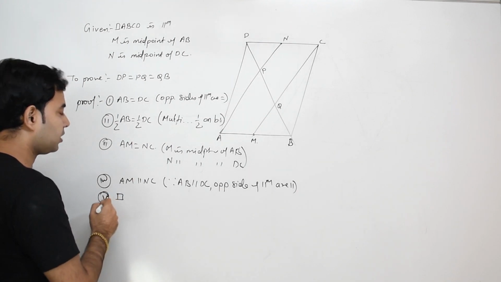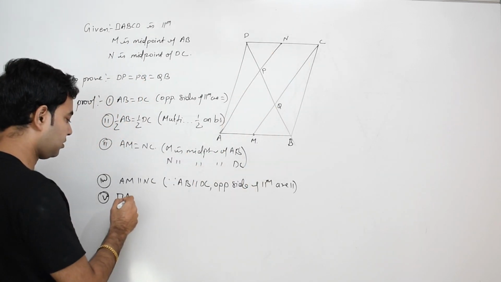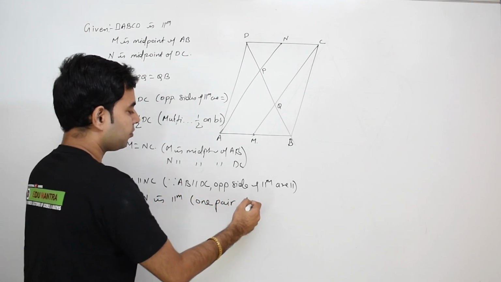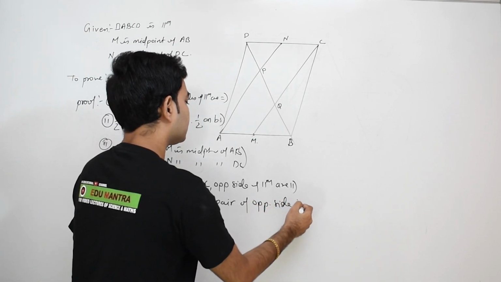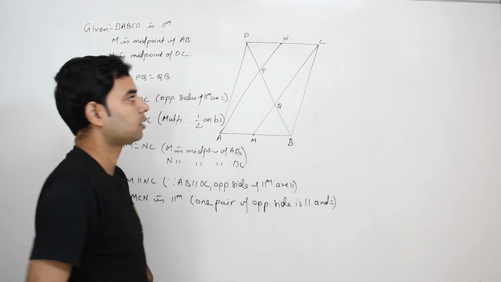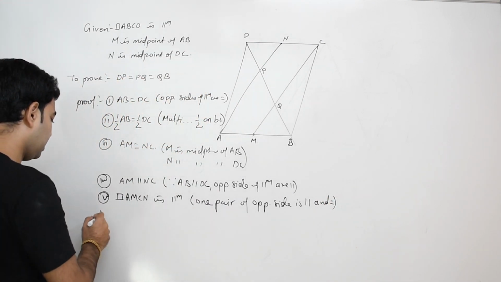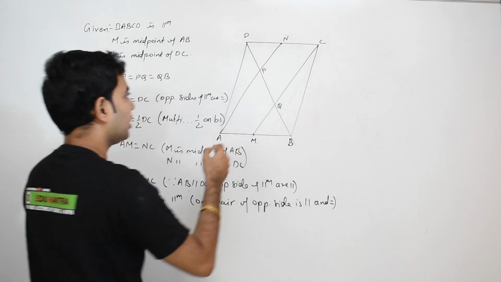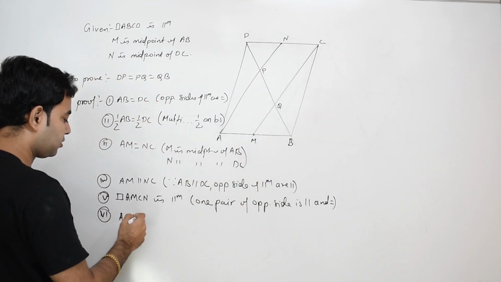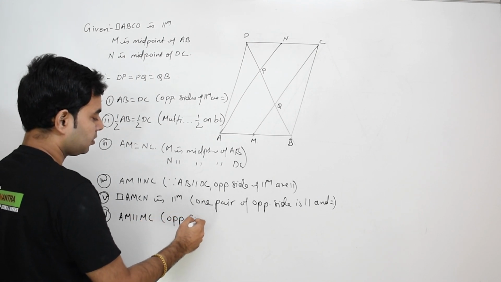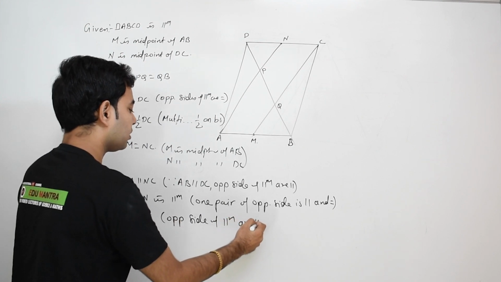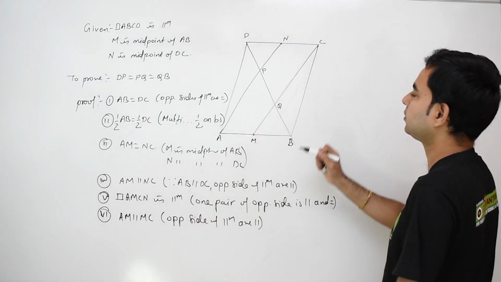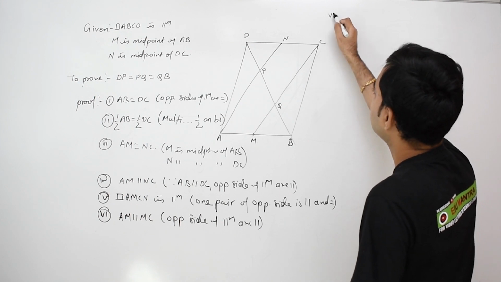It means that quadrilateral AMCN is parallelogram. One pair of opposite side is parallel and equal, therefore it is parallelogram. अगर वो parallelogram है तो opposite sides are parallel. It means that AN is parallel to MC. Opposite sides of parallelogram are parallel. इतना मिलने के बाद में जब ये मिल गया तो आगे का इजी हो जाता है. कैसे, अब देखते हैं.